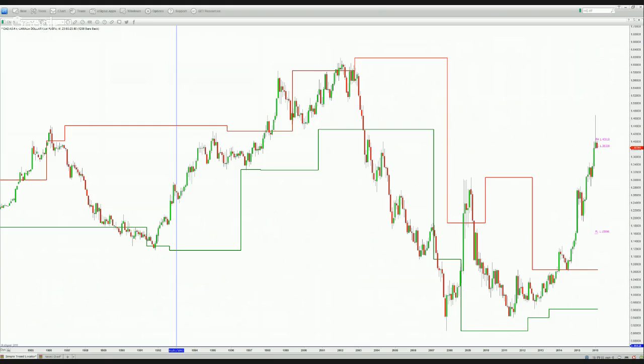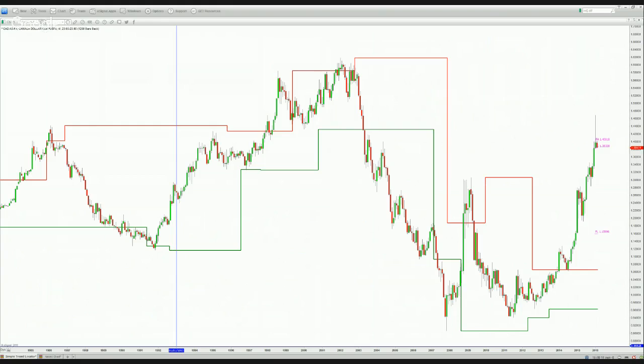Now, the problem with MT4 is that it lacks quite a lot of functionality. So let's take, for example, support and resistance. You have to draw support and resistance on every chart that you're looking at, and you have to do that manually.